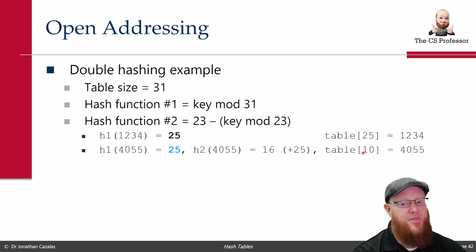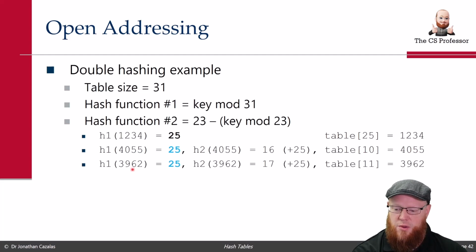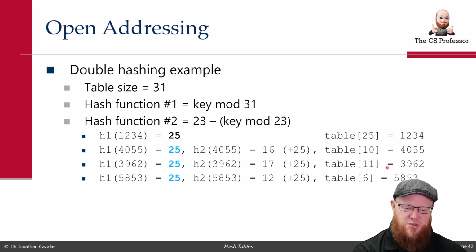No one is there. That is where we save the key 4055. Do the next one. 3962 hashes into 25. We, of course, get a collision. So we use their key and throw it into the second hash function, and we get 17, which we'll use now as the step size. So we start at index 25, we add 17 to 25, and that brings us to index 11, which is available. Notice we have far less clustering and far less collisions as well, and we save 3962 into 11.